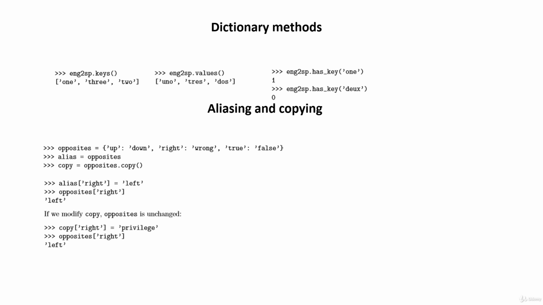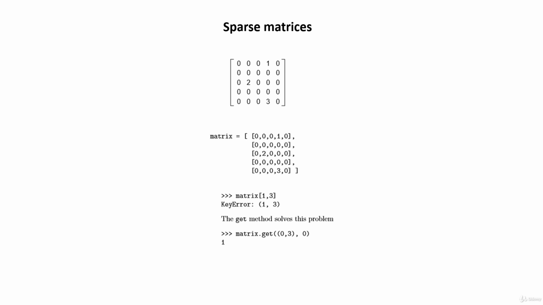Now we will discuss the other thing, the sparse matrix. In my other lecture, we used a list to represent a matrix. That is a good choice for a matrix with mostly non-zero values. But consider a sparse matrix like this one, 0 0 0 1 0 and 0 0 0 0 0. The list representation contains a lot of zeros.